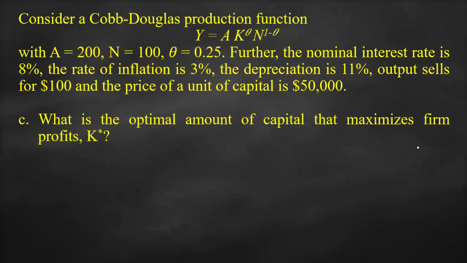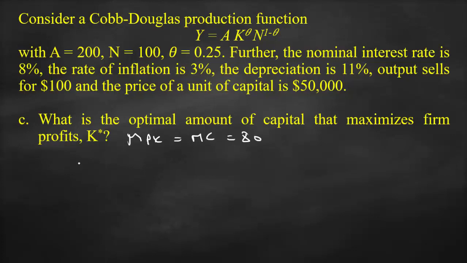The next part of the question. What is the optimal amount of capital that maximizes the firm's profit, which is K star? We know that for profit maximization, our marginal product of capital should equal marginal cost. In the previous point, we said that our real marginal cost is equal to 80. So I know that MPK should equal MC, which should equal 80.